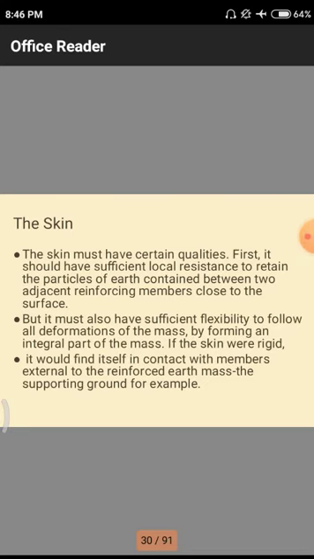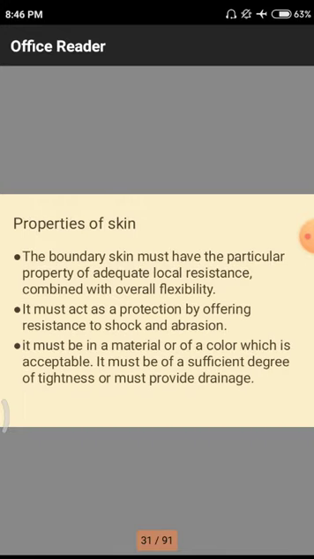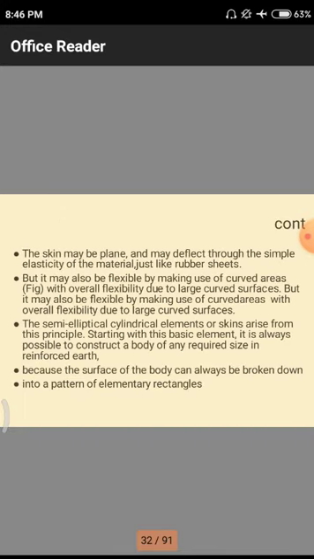Today we will discuss the elements of reinforced earth structures. First of all, the major elements of these reinforced earth structures are skin, reinforcement, and filling materials. One by one, we have to discuss.